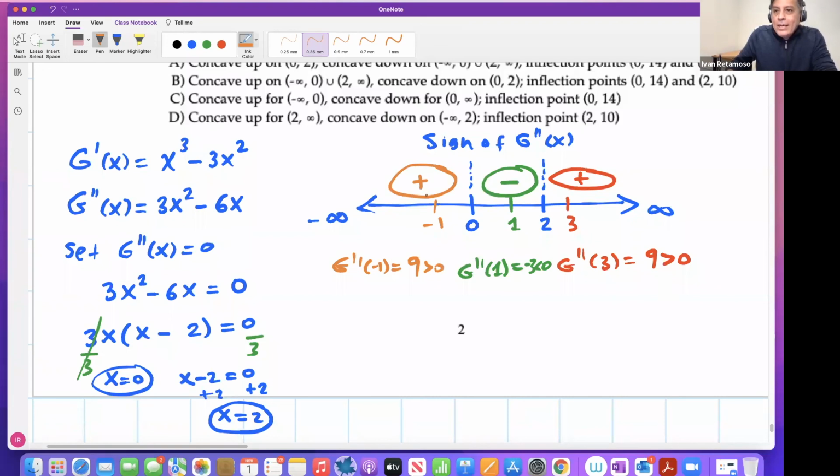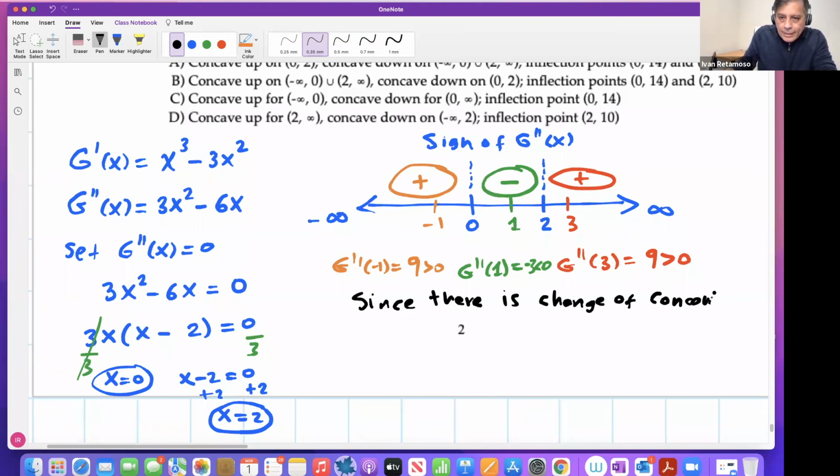Notice there is a change in the concavity, right? So I'm going to write here, since there is a change of concavity, then we got ourselves an inflection point here at x equals 0 and another inflection point here at x equals 2, because again, change of concavity. So since there is a change of concavity at x equals 0 and at x equals 2, this leads to 2 inflection points, right?